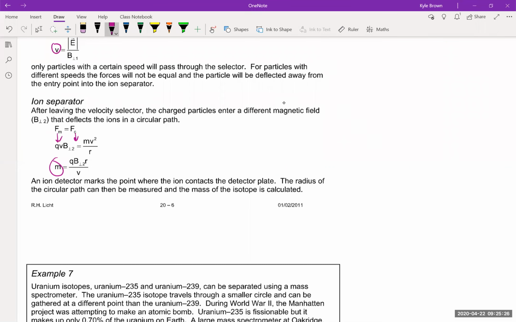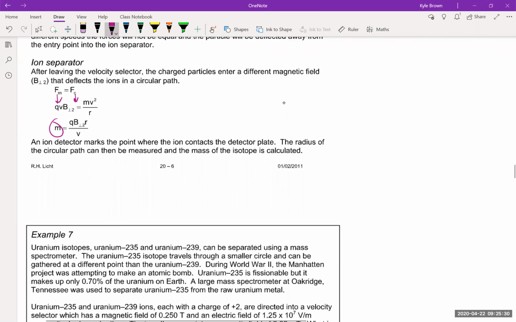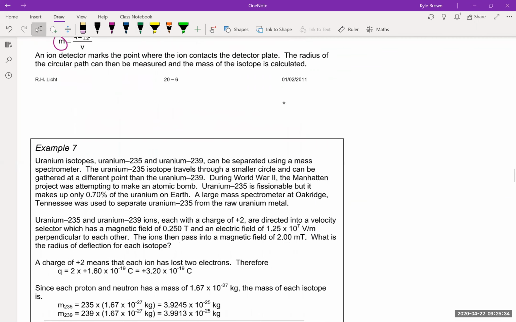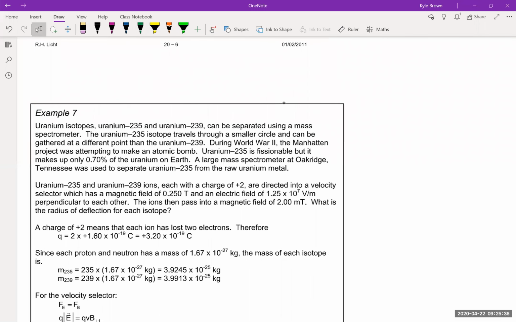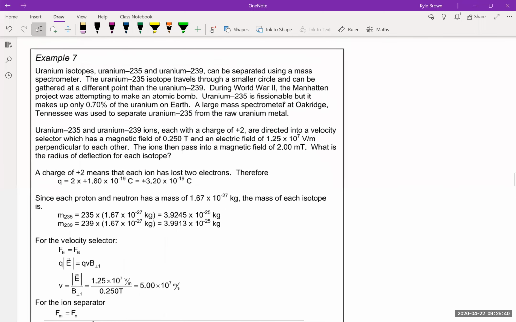Okay, so this is a huge part, and we're going to talk a lot more about it in another unit when we get into nuclear physics and more quantum mechanics. But yeah, so here is an example of the type of question that you would get.